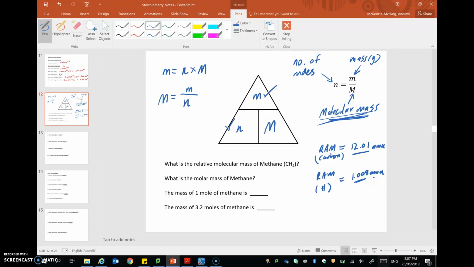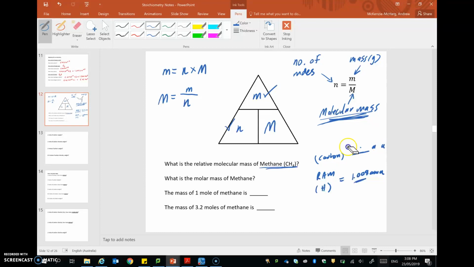Now, the reason I picked out carbon and hydrogen there in particular is because here we have the chemical methane, that hydrocarbon, and they have carbon and hydrogen. So to get the molecular mass of methane, we need to know the atomic mass of carbon and hydrogen.